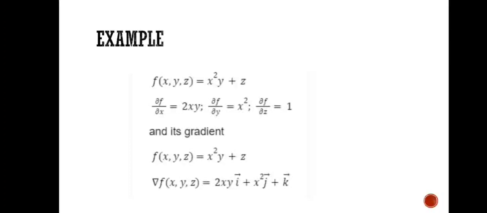The theorems are: if Ai is a contravariant vector, then divergence Ai is 1 upon under root g, del by del xi of Ai under root g. The second theorem is divergence of A subscript is equal to divergence of A superscript. The third theorem is grad of phi A is phi grad A plus A grad phi. The fourth theorem is divergence of phi A is equal to grad phi dot A plus phi divergence A.